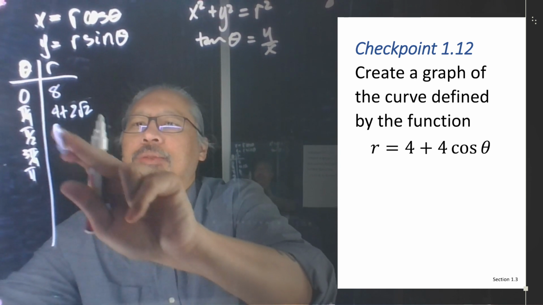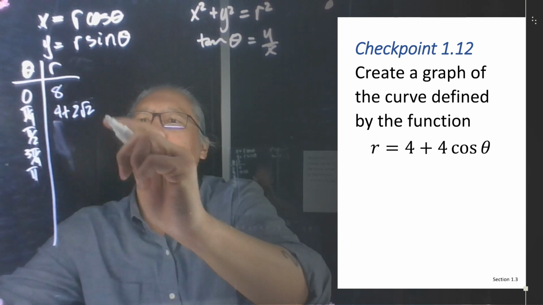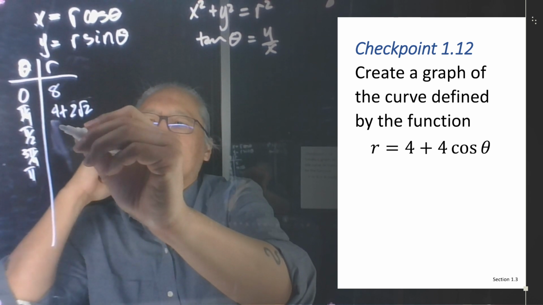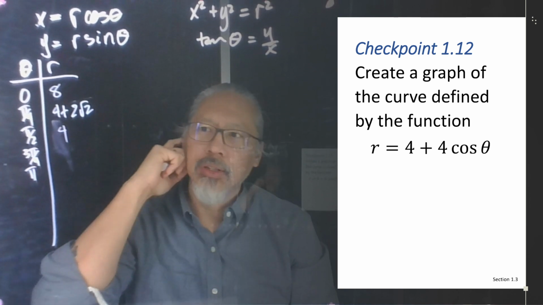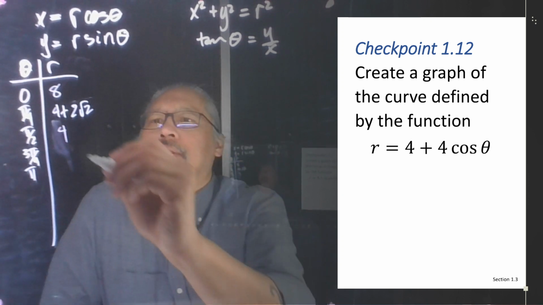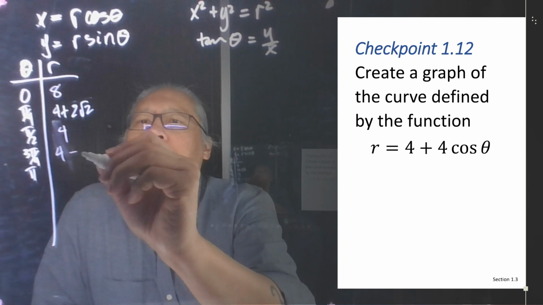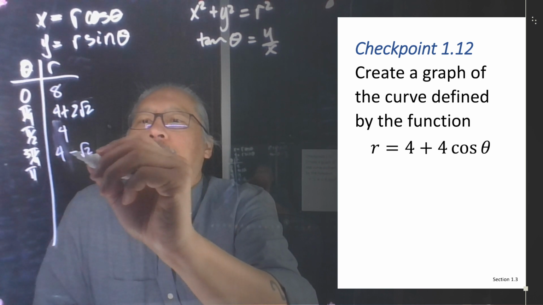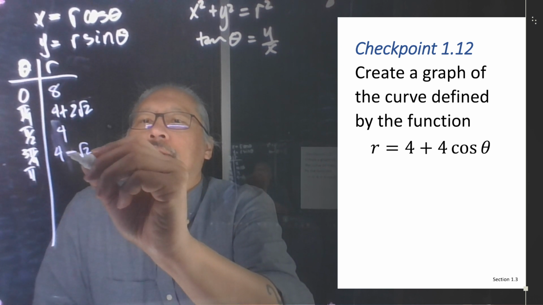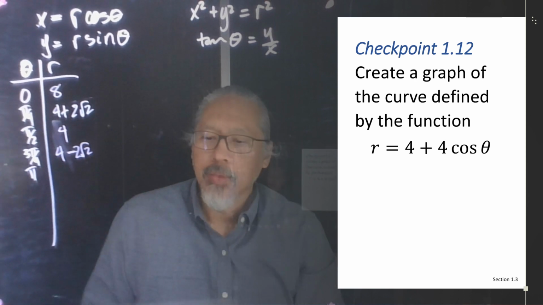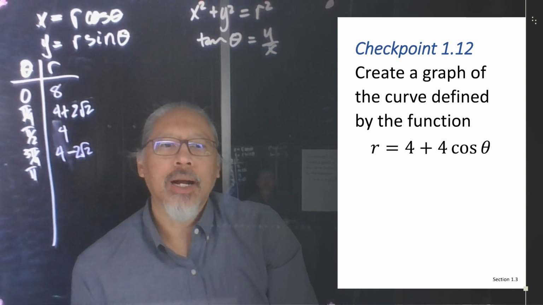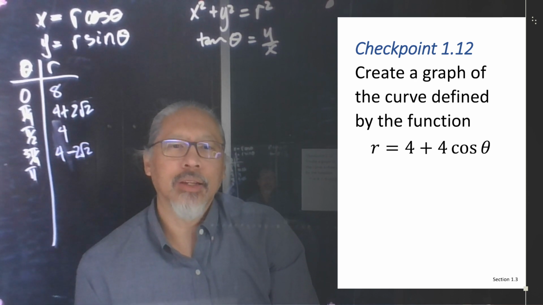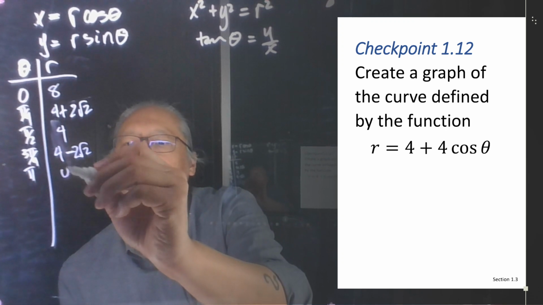And then the next one is 3 pi over 4. I believe that's negative root 2 over 2. So this is 4 plus root 2 over 2, or 4 plus 2 root 2. And then pi, cosine of pi is negative 1, and that's when we get 8.